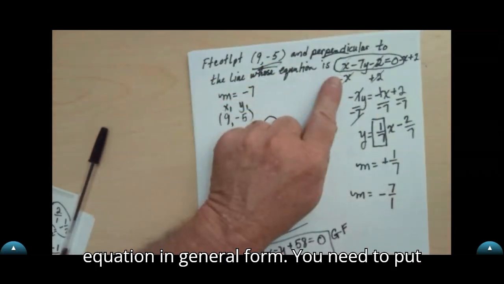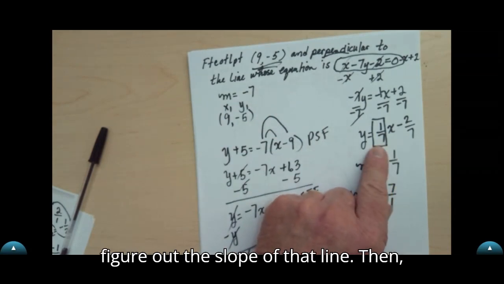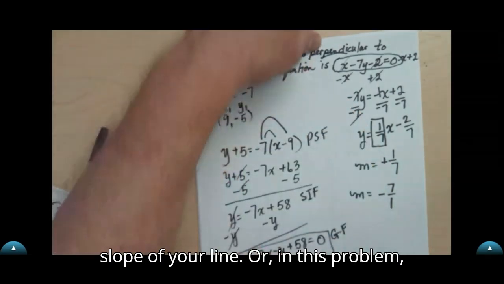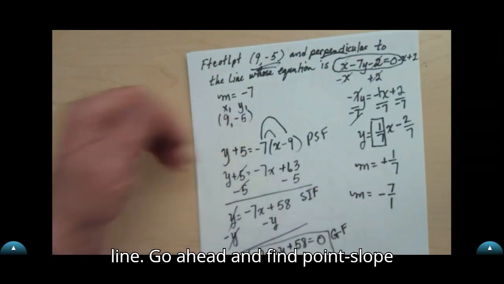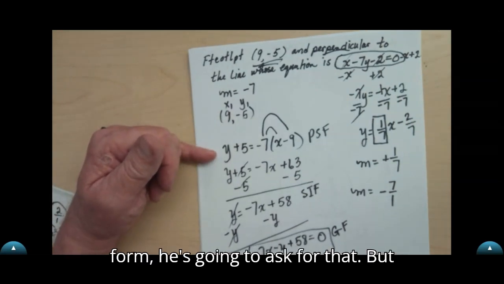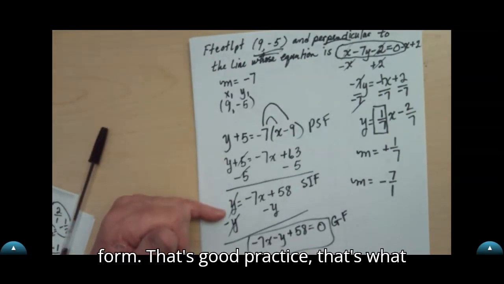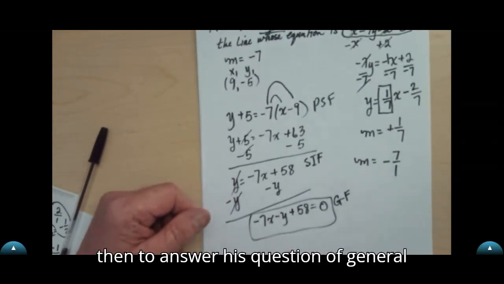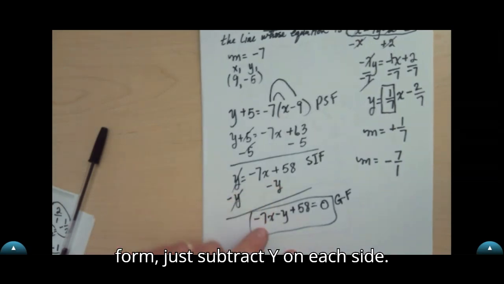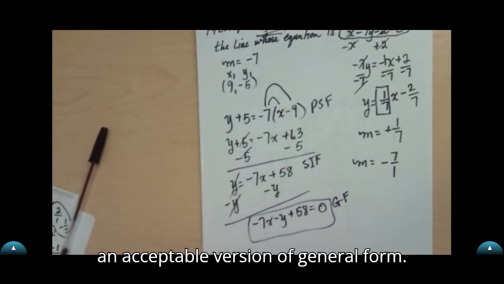First, he's going to give you an equation in general form. You need to put it in slope-intercept form so you can figure out the slope of that line. Then if you're looking for something that's parallel to it, that's going to be the slope of your line. Or in this problem, you're looking for something perpendicular to it. The negative reciprocal of that is the slope of your line. Go ahead and find point-slope form. He's going to ask for that. But then he asks for general form. But just go ahead and put it in slope-intercept form. That's good practice. That's what you'll need to do on the test anyway. And then to answer his question of general form, just subtract y on each side. And that's going to give you an acceptable version of general form.